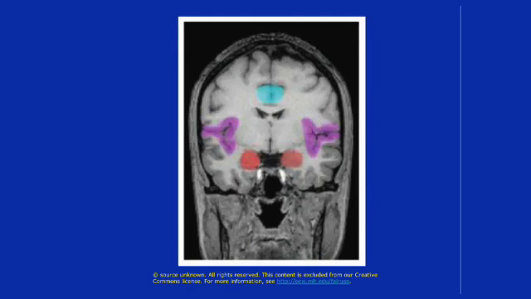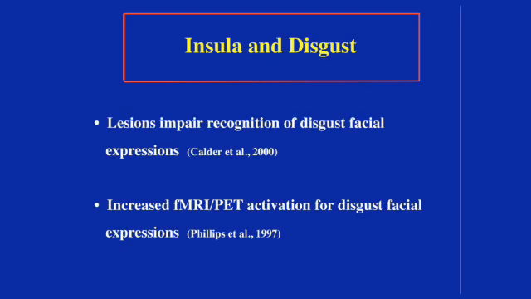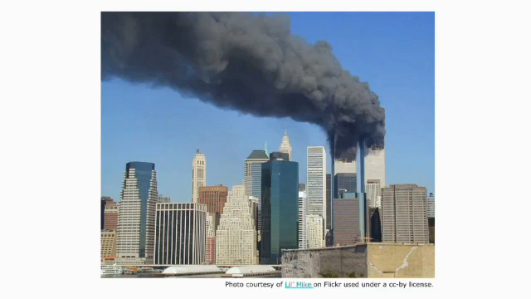So here's the amygdala left and right. Here's the insula that you have left and right, outlined in purple. And again, just like with the amygdala, patients with lesions of the insula don't recognize facial expressions. And imaging-wise, if you see a disgusted face, that turns on that part of the brain as well. So those are the best understood brain pieces of emotion by far.